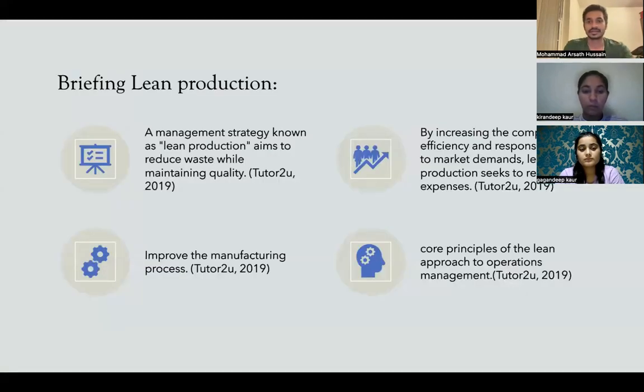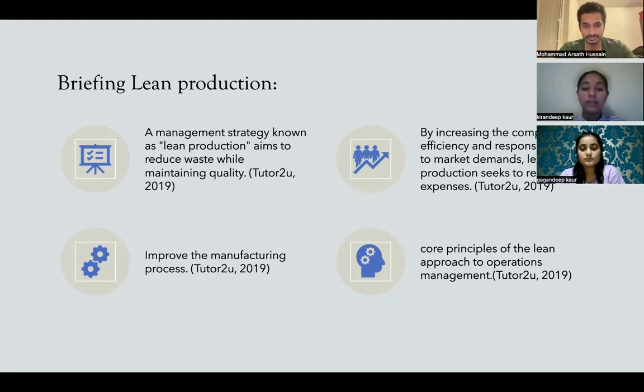Yeah, Kiran, can you explain? Okay, so myself, Kiran Kaur, and today my topic is briefing lean production. This strategy aims to eliminate or reduce processes that do not improve the manufacturing process, such as stock holding, fixing defective goods and needless movement of personnel and goods within the company. And next we have the core principles of the lean approach to operations management.